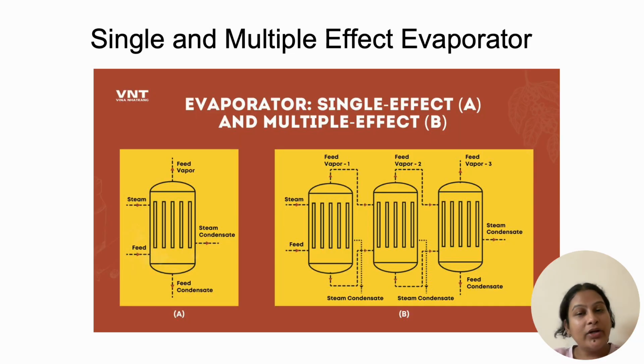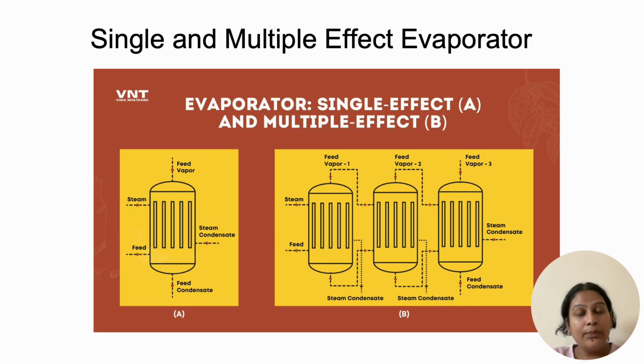Next one, please look into the image. You can see images of a single effect evaporator and a multiple effect evaporator. You can see that the feed is sent into the evaporator from the bottom and the steam is sent into the evaporator from the steam chest at the top. So you have the solution inside the evaporator, and once this heat source is sent, the solution will be heated to its boiling point and the water will be converted into vapor. Here you have only one vapor stream in the case of a single effect evaporator.